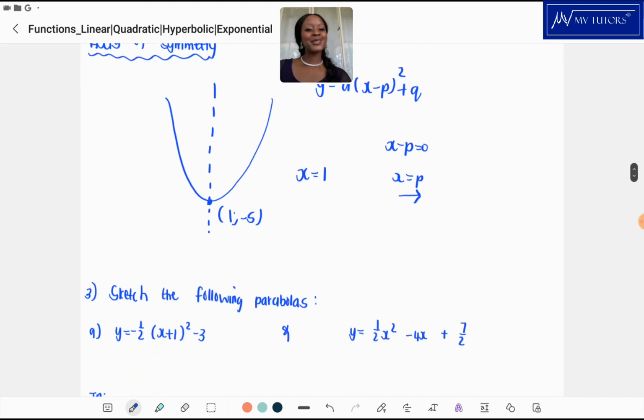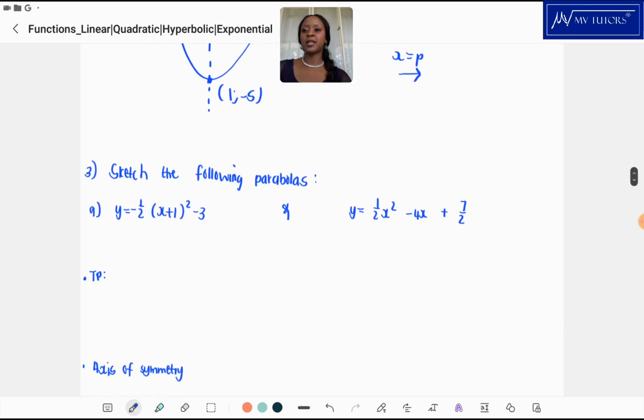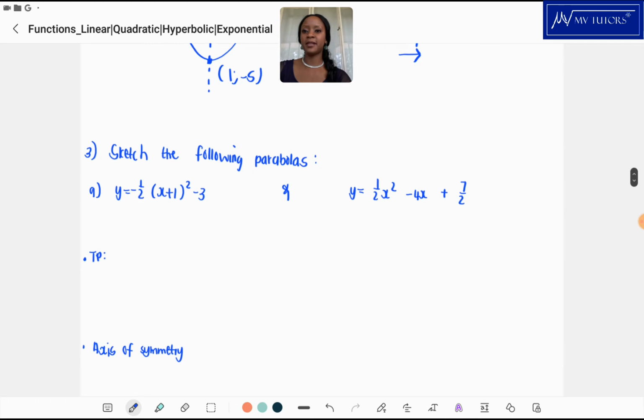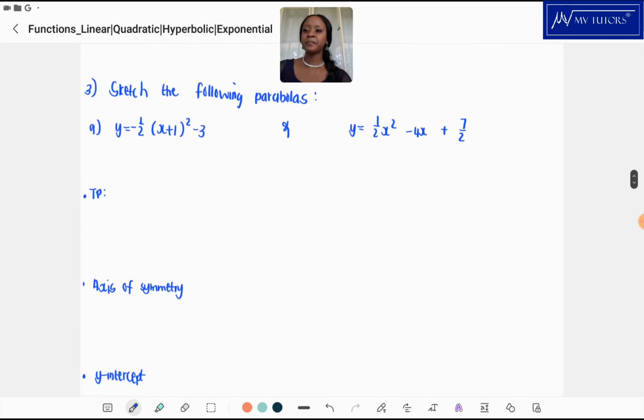And now we get to sketching the parabolas. How do we actually sketch them? I'm going to take it step by step. Let's just look at the first example. Firstly, we're going to determine the turning point. Fortunately for us, the equation has been written in such a way that we can see what the turning point is. Remember, to get the x value, it's like saying x plus 1 is equal to 0. So x is negative 1.